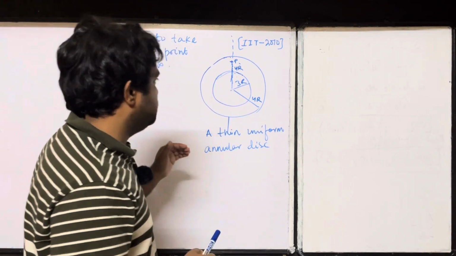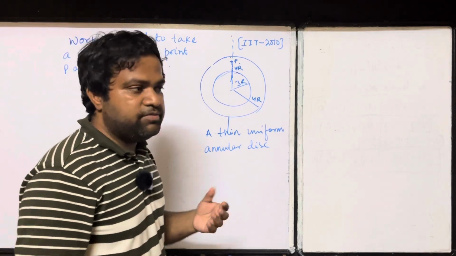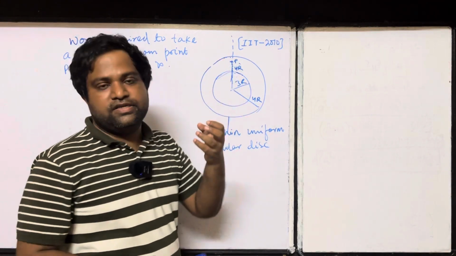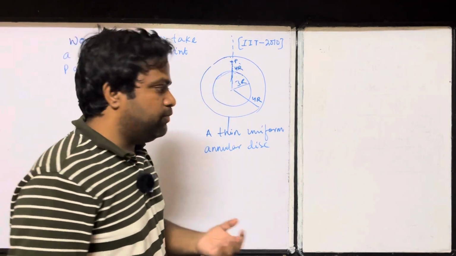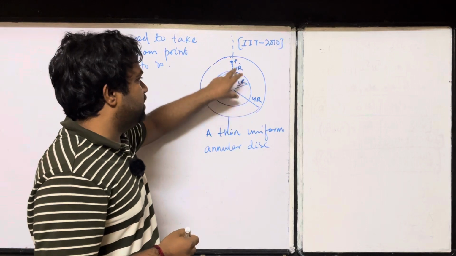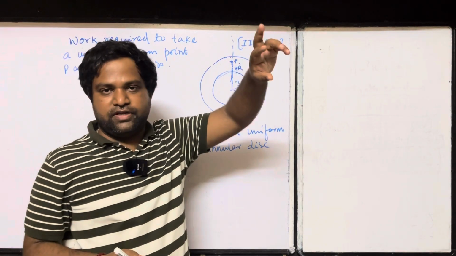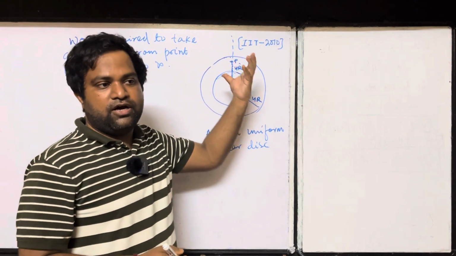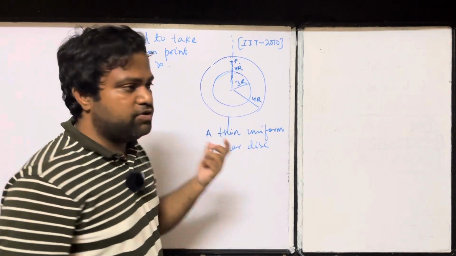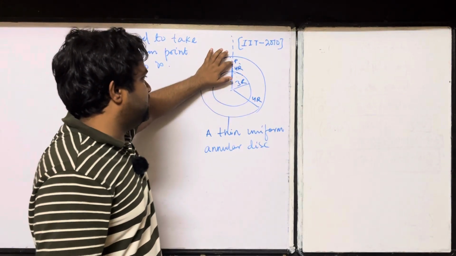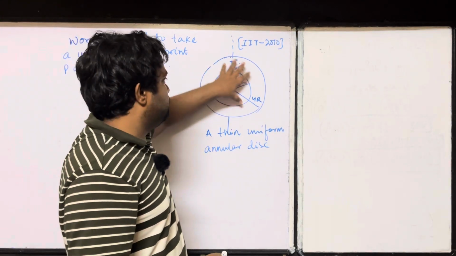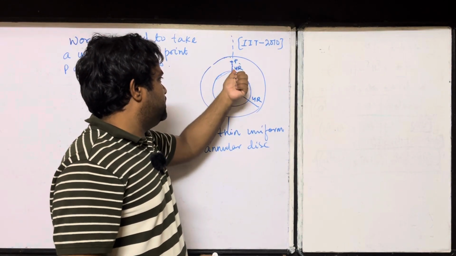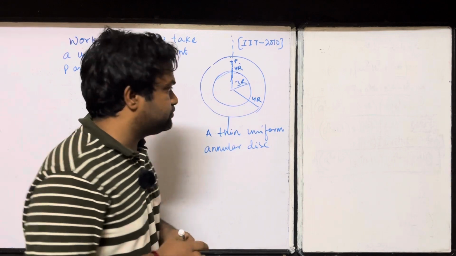So we have to find out how much work is done. Work done for a unit mass is basically the potential. So you have to find the potential due to the ring at this point P; the potential at infinity will be 0. We will subtract that and get how much work needs to be done. The potential difference will give us the work done. So first let us find the potential due to this annular disc at point P, 4r from the center.